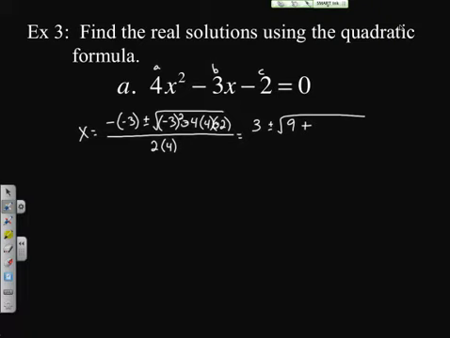So 4 times 4 times 2 is 32, over 8. And that gives us 3 plus or minus square root of 41 over 8. So we want to try and simplify that radical, square root of 41, if we can. And when we look at that, no perfect squares go into 41, so that is our answer, 3 plus or minus square root of 41 over 8.